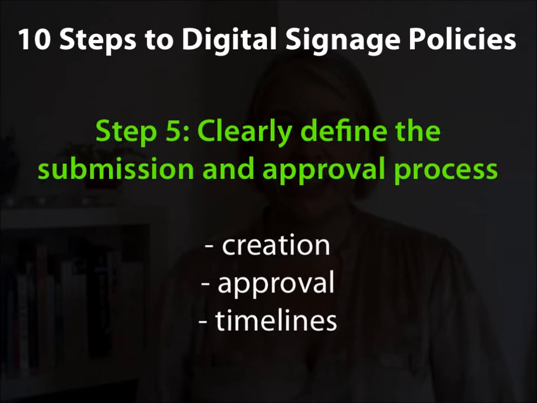Step 5. Clearly define the submission and approval process. You need to let people know who's authorized to submit content, who approves that content, and how long it'll take for their message to get published. If people have to sign up for an account, they need to know how to do that. And you'll want to make sure and detail out all of your different users and roles in your policies.